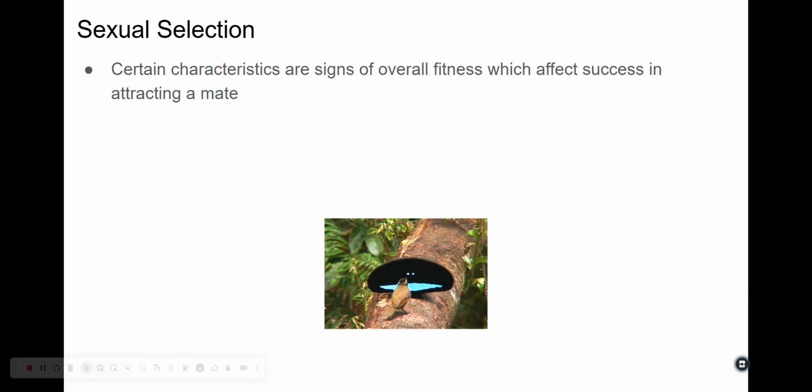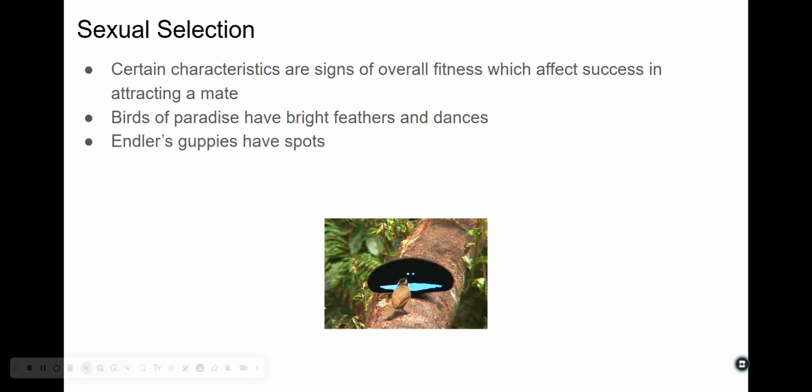Sexual selection is when certain characteristics are signs of overall fitness which affect success in attracting a mate. And so you can see the bird dancing down below. They had the bright feathers and they had their special dances. And so these are signs of fitness, so they're not necessarily more fit, but they are an indicator of that fitness level, such as the baboons, the geladas, and of course Endler's guppies with their spots.